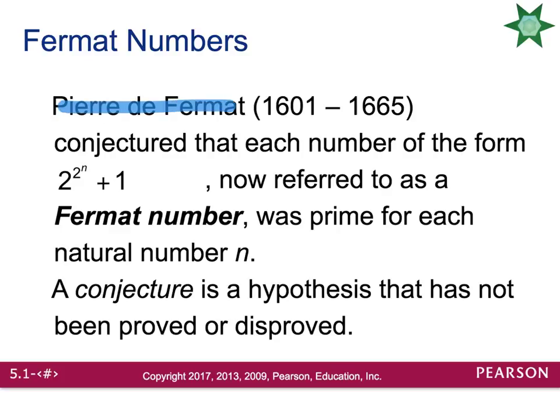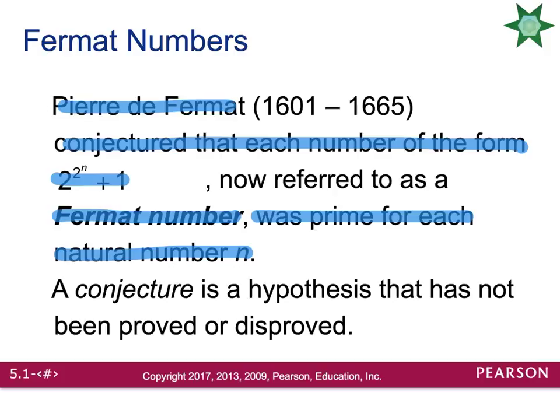Fermat's numbers: Pierre de Fermat was a mathematician from the 17th century who conjectured that each number of the form 2 to the 2 to the n plus 1, which we call a Fermat number, was prime for each natural number n. A conjecture is a hypothesis that has not been proved or disproved. So it hasn't been proven yet, but it hasn't been disproved either. Remember we talked about deduction? Well, no one's disproved it by deduction. This is a little more complicated because we're talking about 2 to the 2n plus 1, not just 2 to the n.